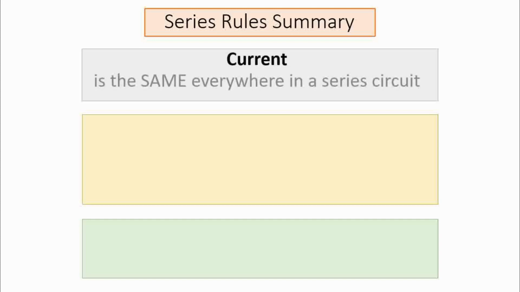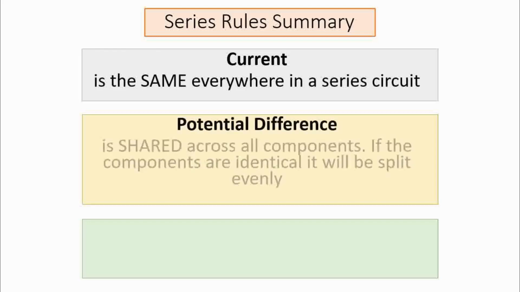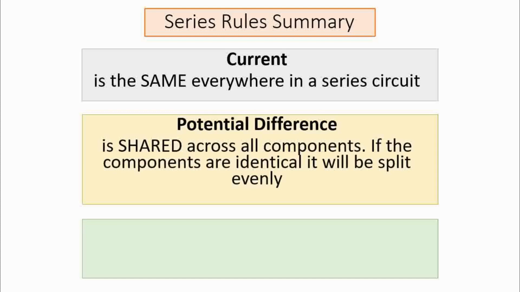So here goes. First rule, current is the same everywhere in the series circuit. Put that on your flashcard straight away. Next rule is that potential difference is shared across all the components, and it is shared evenly if those components are the same. And the final rule is that resistance is added. Make sure you know these three rules. They may not ask you the exact rules, but you need to know how to apply these rules. Pause to add this to your flashcard.